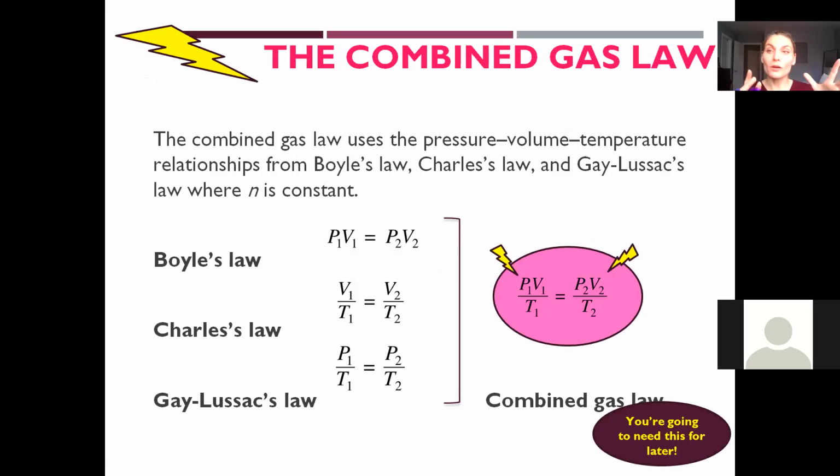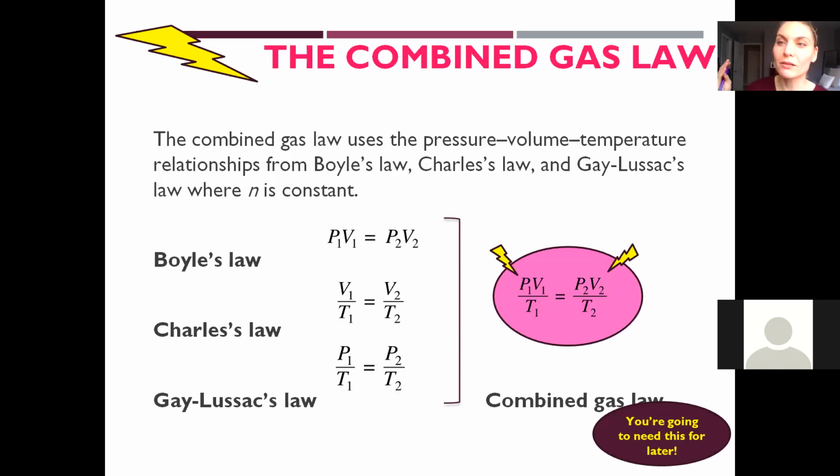So if you total up Boyle's law, Charles's law, and Gay-Lussac's law, you end up with the combined gas law. The quantity, the moles, is constant. So we just say P1 times V1 over T1 equals P2 V2 over T2. I just like to know the combined gas law, and then you can just know what the constants are.